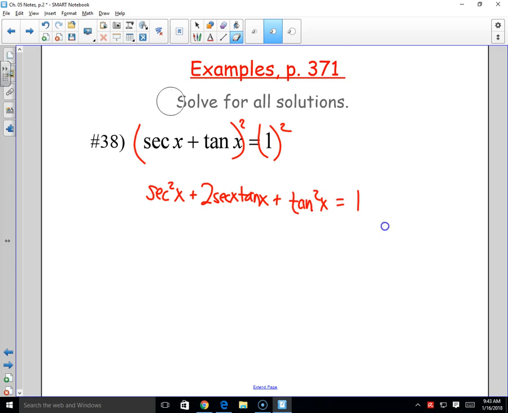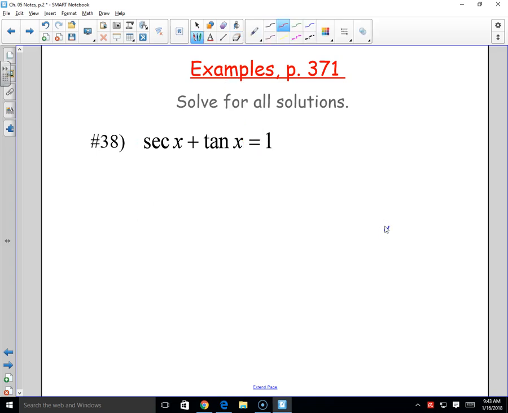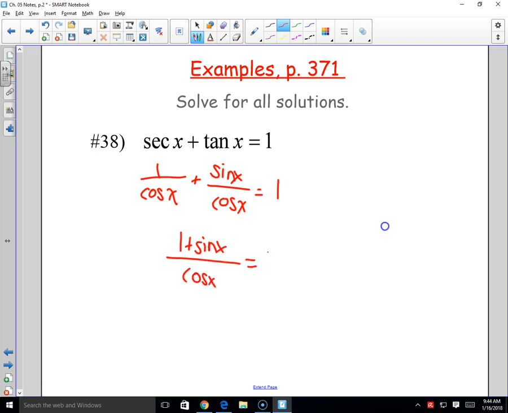Okay, so, pause. Why is this helpful? Do you need one, or do you already have a common denominator? 1 plus sine all over cosine equals 1. Hopefully none of you would go canceling anyway. It doesn't even look like you could. But what are you going to do? Multiply. So 1 plus sine equals cosine.